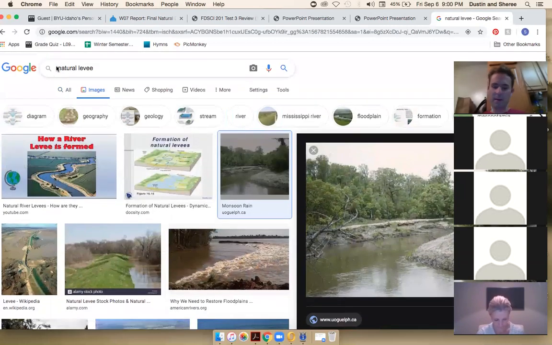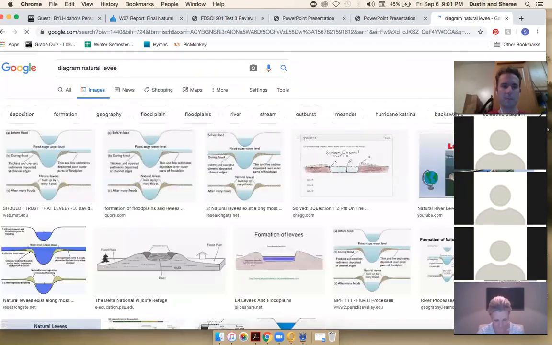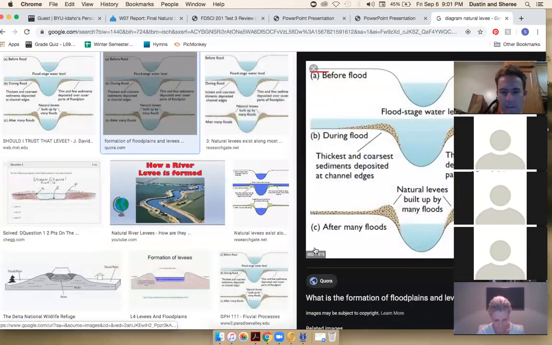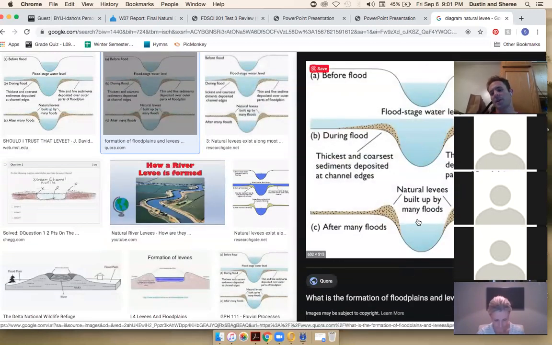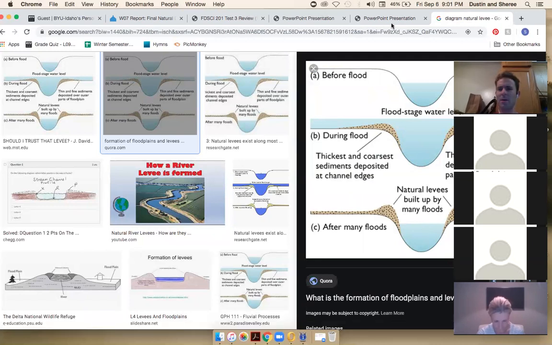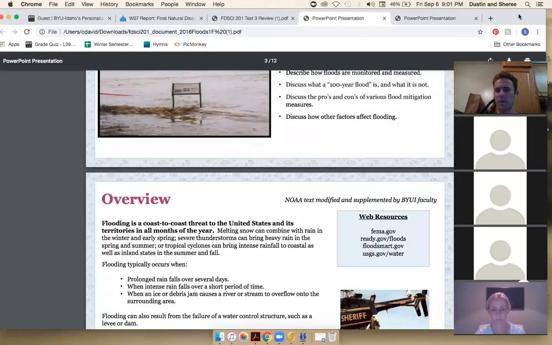And I'm going to see if I can find a diagram here. It's going to build these up, and you're going to have these little berms over that. It's going to naturally increase the height, and those will be natural levees. Okay? Does that make sense to everybody? Clear as mud, right? Okay, great. All right, we'll go back to this one.